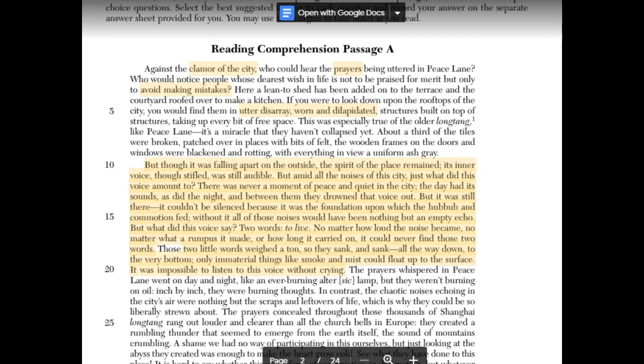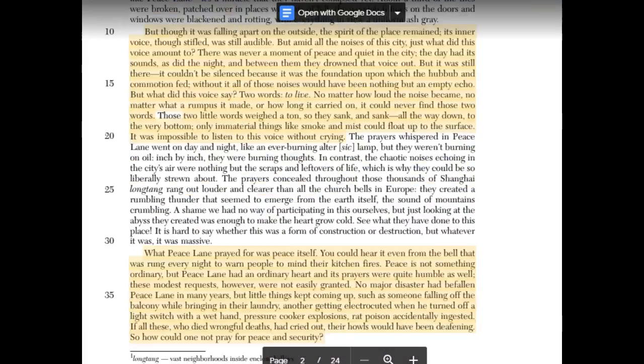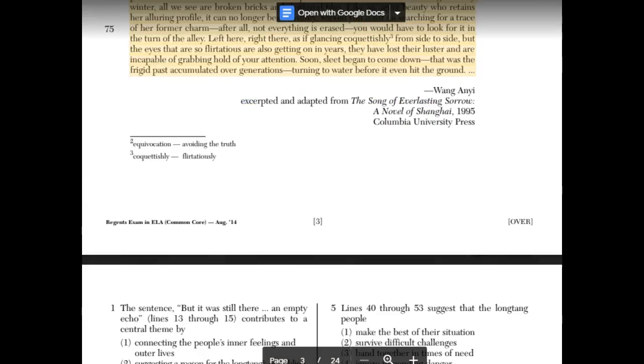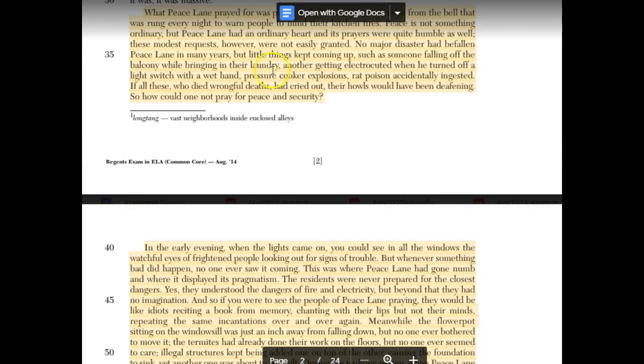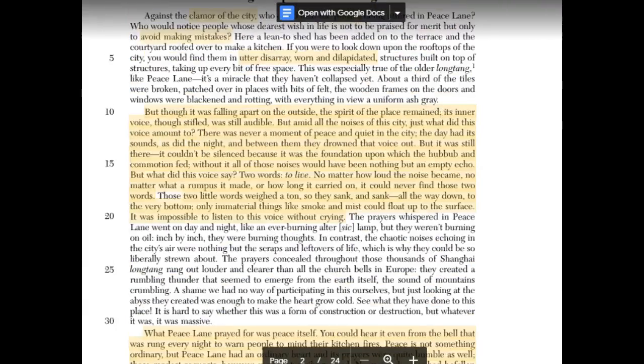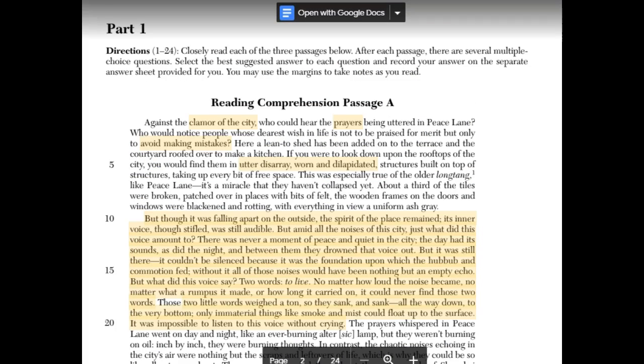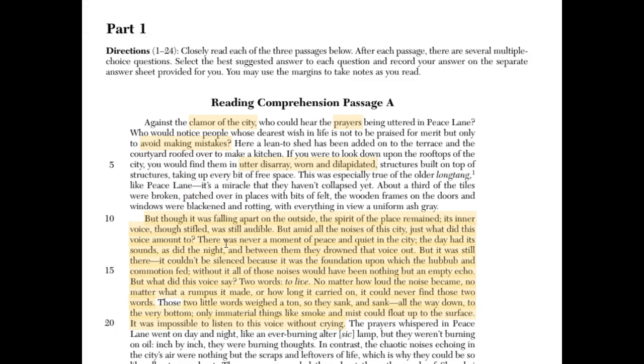This was especially true of the older longtang. And remember, we saw the number 1, so we went down and looked at the definition at the bottom of the page, which tells us that means neighborhood. So worn, dilapidated, that is especially true of the older neighborhoods, like Peace Lane. It's a miracle that they haven't collapsed yet.